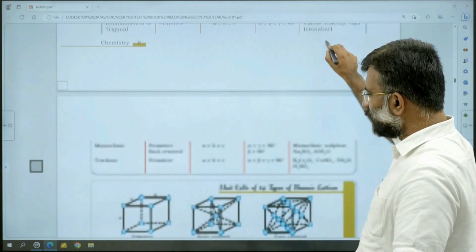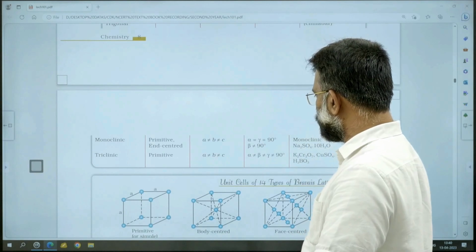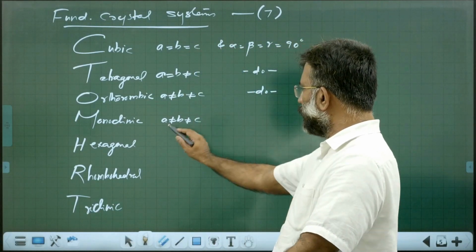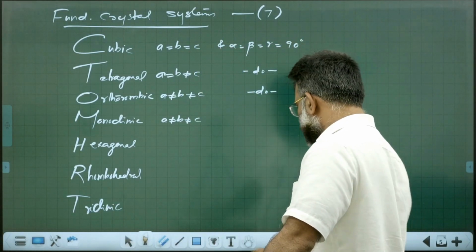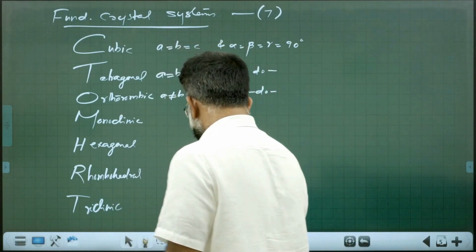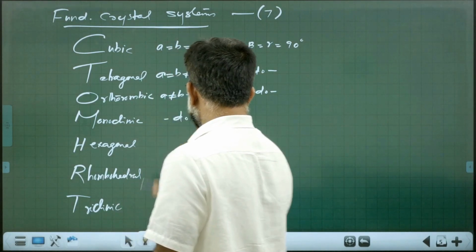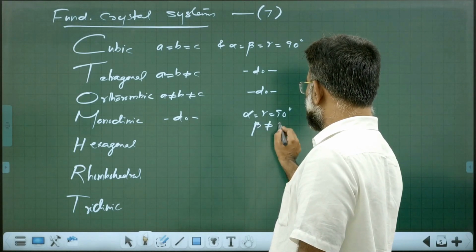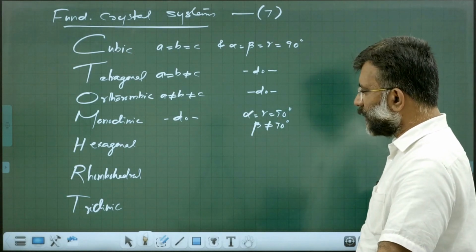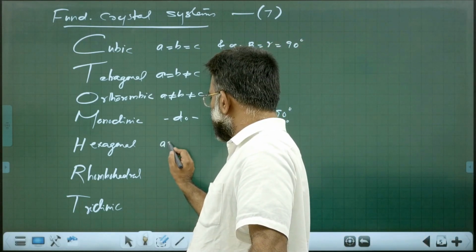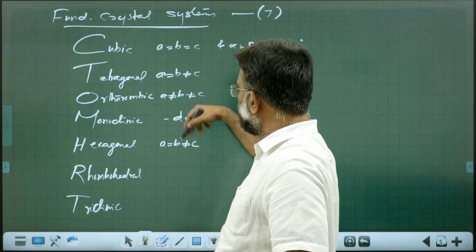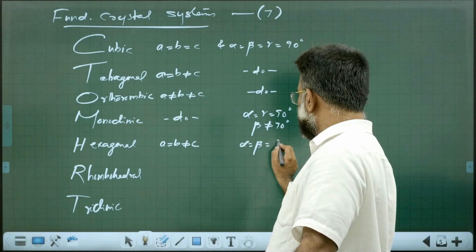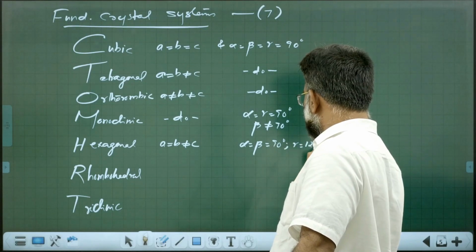Now on to monoclinic system. It is A not equal to B not equal to C, where alpha, gamma are 90 degree, beta not equal to 90 degree. This part repeats, which is good for memorizing purposes. Here it will be alpha, gamma 90 degree, while beta not equal to 90 degree or not equal to 120 degree. Now coming to hexagonal system, it is A equal to B not equal to C, where alpha equal to beta equal to 90 degree, while gamma is 120 degree.